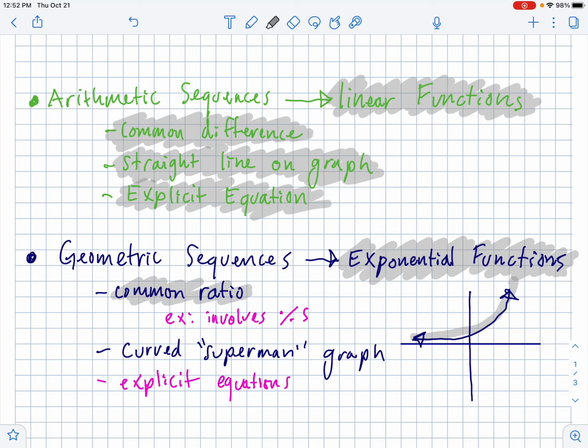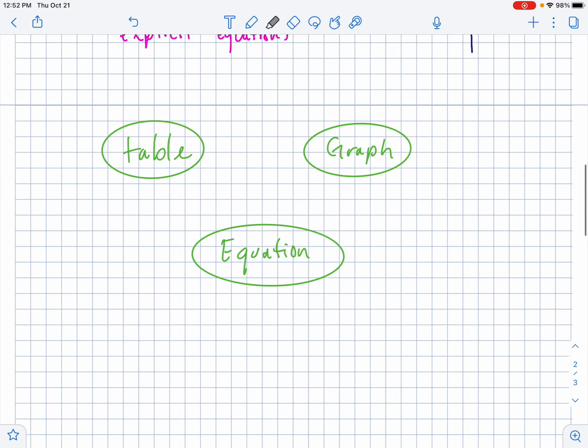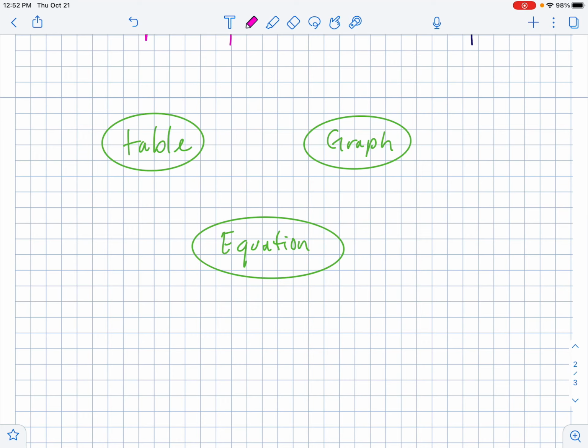If you were to plot an exponential or geometric on a graph, you get this nice Superman graph where he's taken off into the sky. The main thing there is that it's curved. Now remember, not every curved graph is geometric, or exponential, but every exponential graph is curved. So there's some curves that are non-exponential.